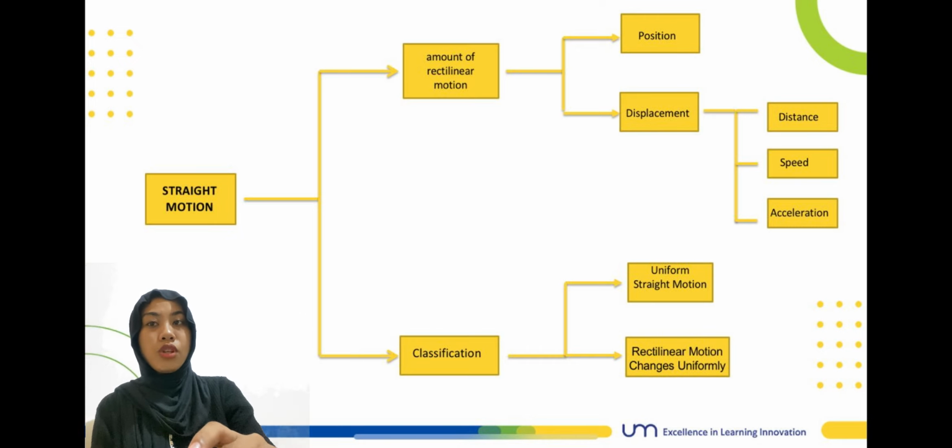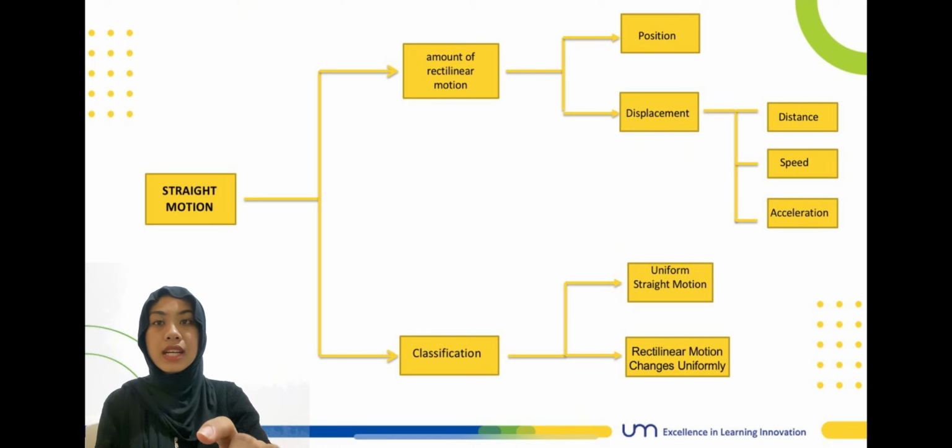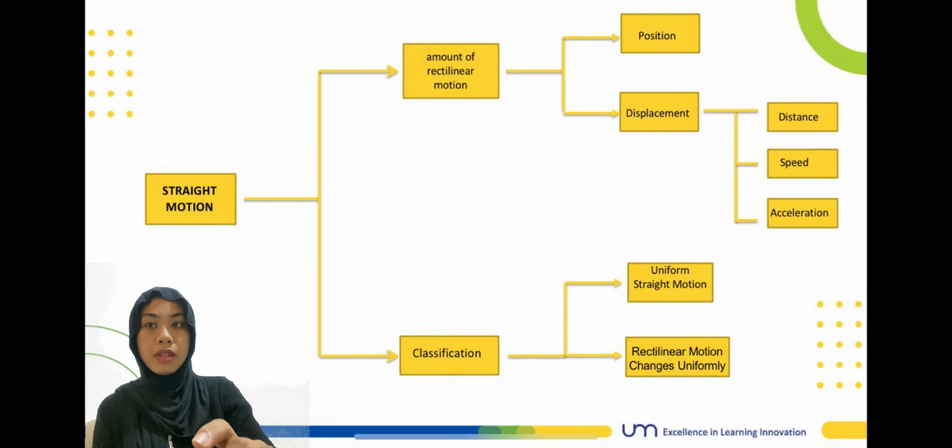Straight motion that changes uniformly is a term that refers to the movement of an object in a straight path, where the speed changes regularly every second. As we already know, the change in speed every second is called acceleration. Therefore, in straight motion that changes uniformly, objects experience acceleration consistently or steadily. Objects move in a straight path with constant acceleration.